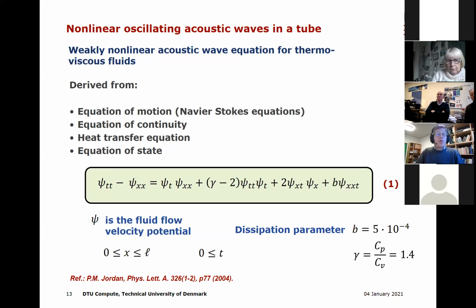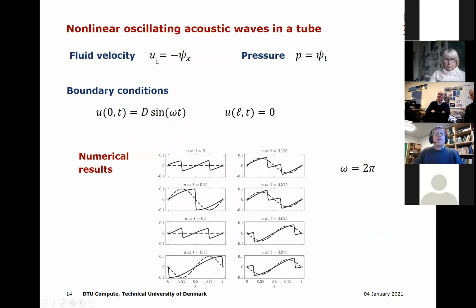And we look at the tube where, at the left-hand side, we have an ultrasound generator giving rise to a boundary condition for the fluid flow, which is minus psi_x, which is some constant times sine omega t. And at the right-hand side, we have a fixed wall, so this means that the fluid velocity here will be 0. I should say that the pressure is proportional to psi_t.